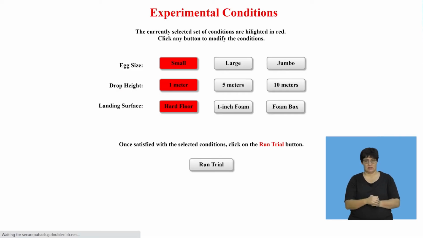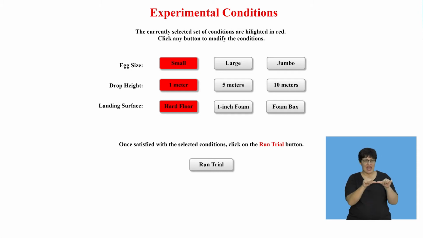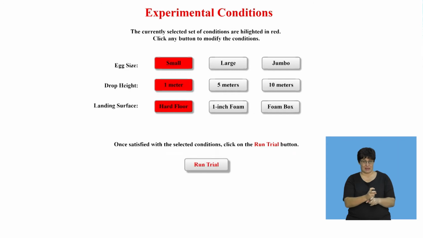Okay, so this is what we've got. We've got a set of conditions with a whole bunch of egg sizes, and what we're going to look at is what happens when we drop the egg through a certain distance and it hits the floor. Basically, what we want to try to do in this is see if we can not break the egg when it hits the floor, okay? I have a small egg, which is going to be dropped from 1 meter, and it's going to hit a hard floor. So let's see what happens.